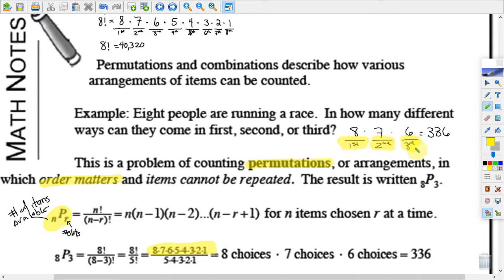And if we want to write that as an equation, we can put 5, 4, 3, 2, 1 underneath, because then we'll end up with just a bunch of ones. Those 2 5s will cancel, those 2 4s will cancel, those 3s, those 2s, those 1s will cancel. And we'll be left with just the 8 times 7 times 6 that we had up here. So the formula for permutation is n factorial over n minus r factorial.